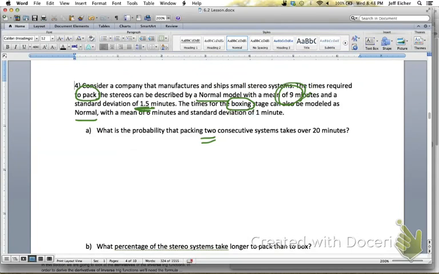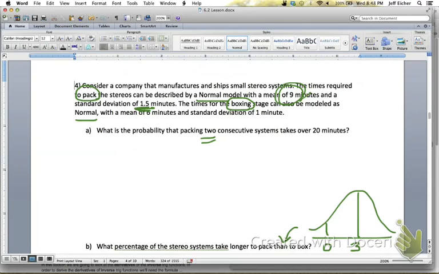Part B, what percentage of stereos take longer to pack than to box? So we need to compare packing, which is 9, with boxing, which is 6. Just a couple clues on part B. Packing is 9, boxing is 6, so typically it's 3 minutes longer to pack. We'd like to know wherever the 0 is. What percentage take longer to pack than to box?